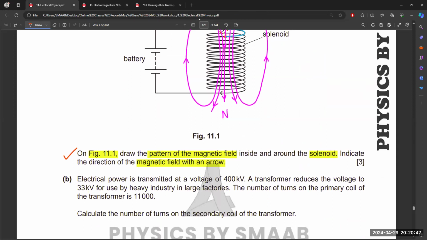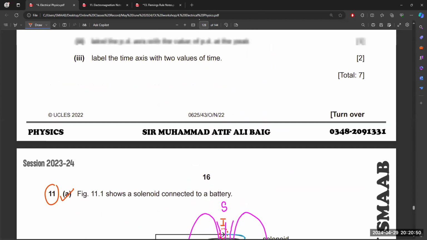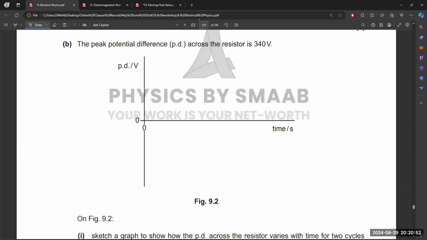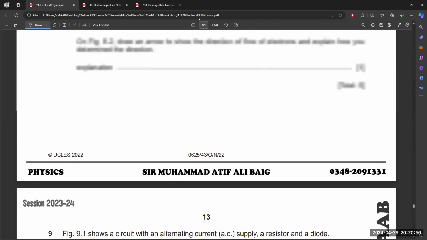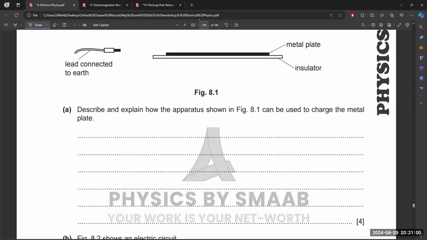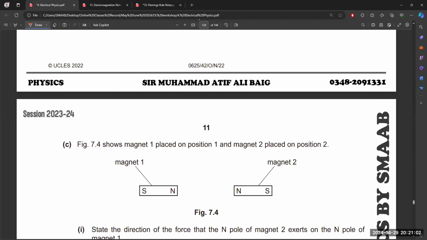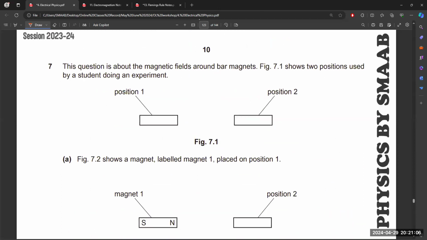Okay, next part is related to transformer. So just hold that part for the AC generator and transformer topic. It is also related to AC supply. This part is related to magnetism.